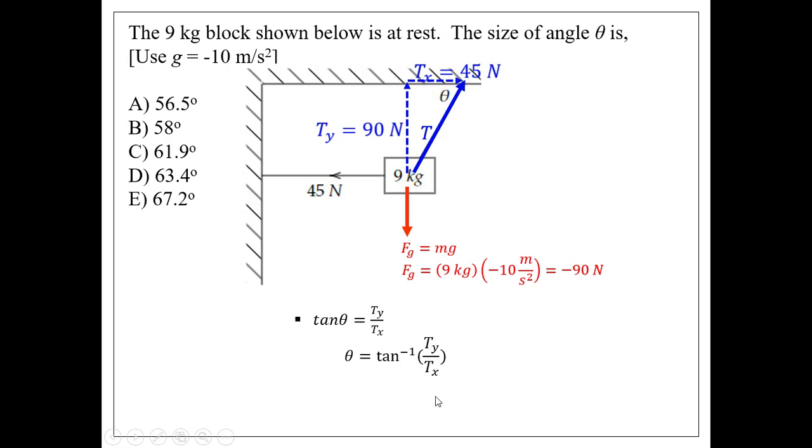Therefore, all you have to do is really plug and chug now, right? Which is ty, which is 90, and then tx, which is 45. So I'm going to do 90 divided by 45. Make sure your calculator is in degree mode. And if you do that correctly, you should get an answer of 63.4, which matches choice D. Okay. All right, let's do the next one.